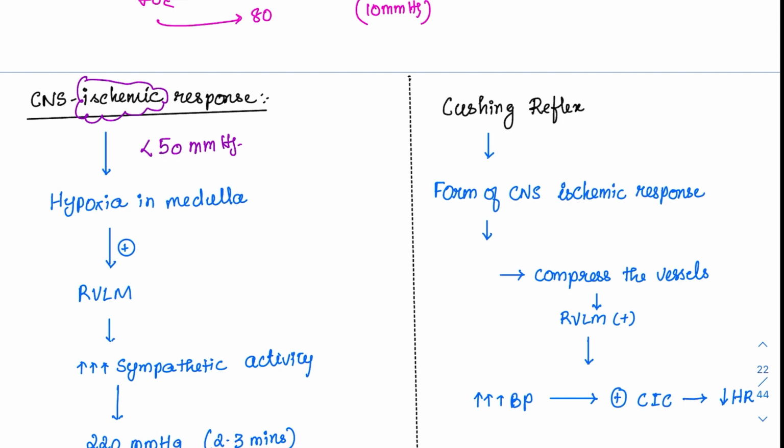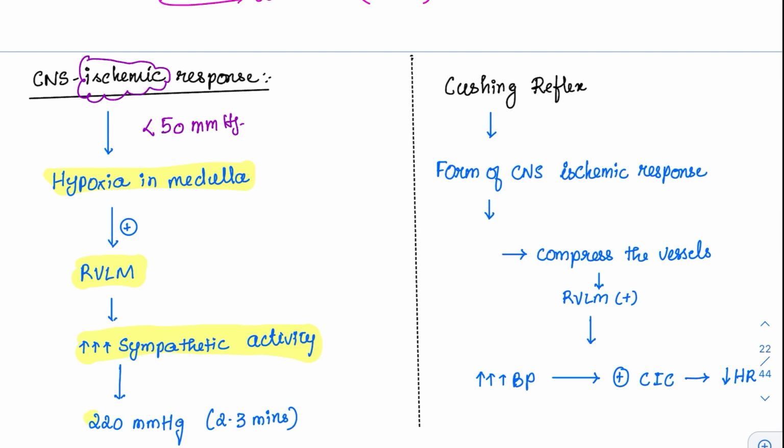Obviously the blood supply to the brain is compromised. There will be direct hypoxia in the medullary region itself. This direct hypoxia in the medullary region can stimulate the RVLM directly. And RVLM is a strong sympathetic stimulator, which we want right now. It will constrict the vessels, increase the cardiac output, and try to restore the BP to 220 mm of Hg. See, from 50, it is putting the BP back to 220 mm of Hg.